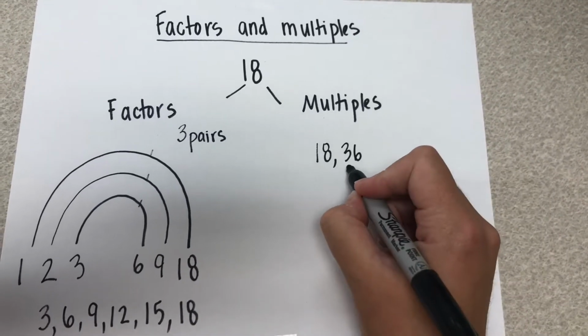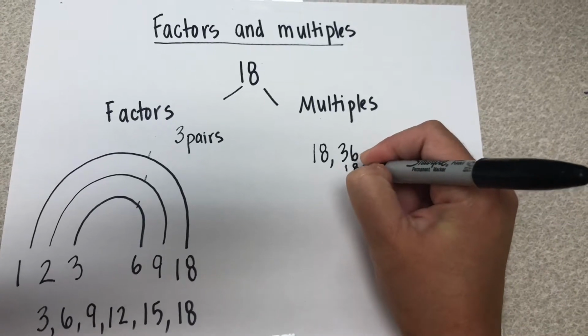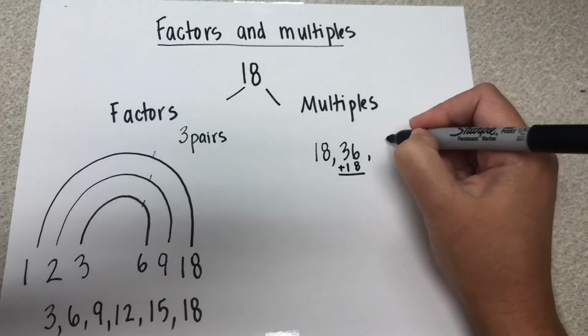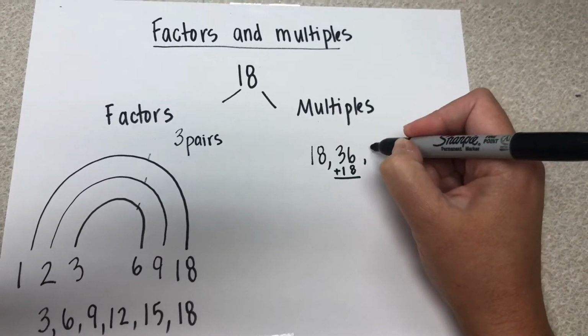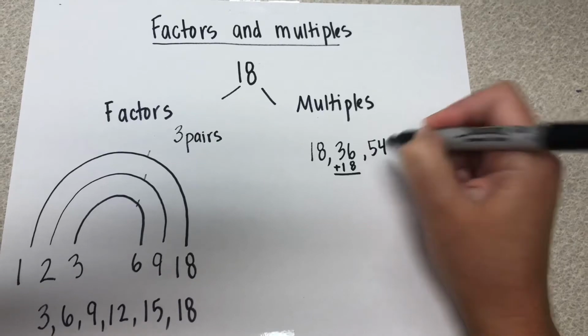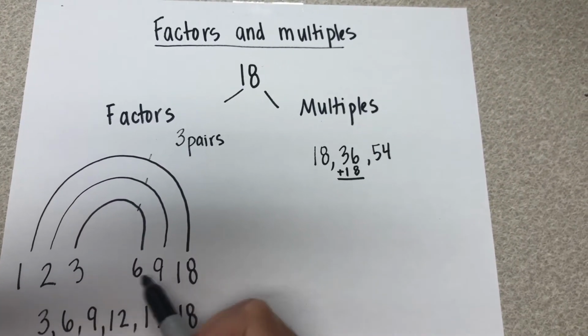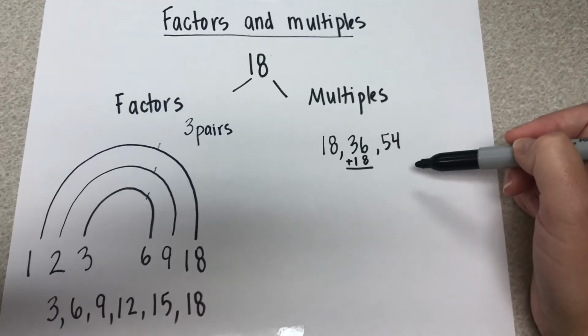So again, I've told them to just kind of make a little quick equation underneath of each number to help them get the next multiple, and that would give them 54. So again, we've talked about factors coming in pairs and multiples meaning skip count.